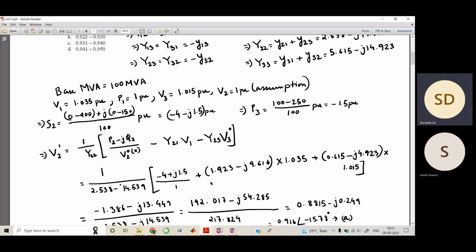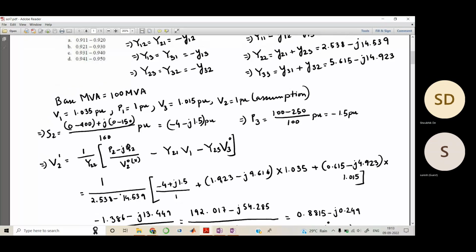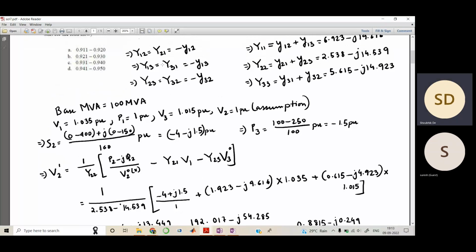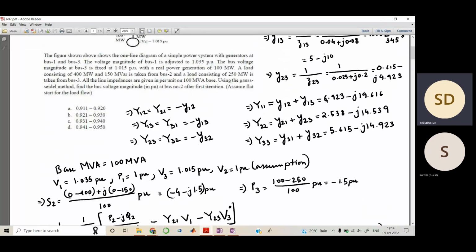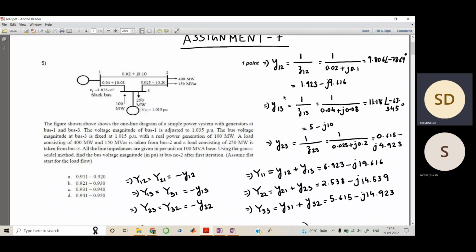Now minus 4 plus j1.5, sorry, plus, now comes V1 minus Y21 into V1. Why have I written this plus? It is very simple. You saw that Y12 or Y21, whatever you may consider, is equal to minus y12. And your y12 is this.